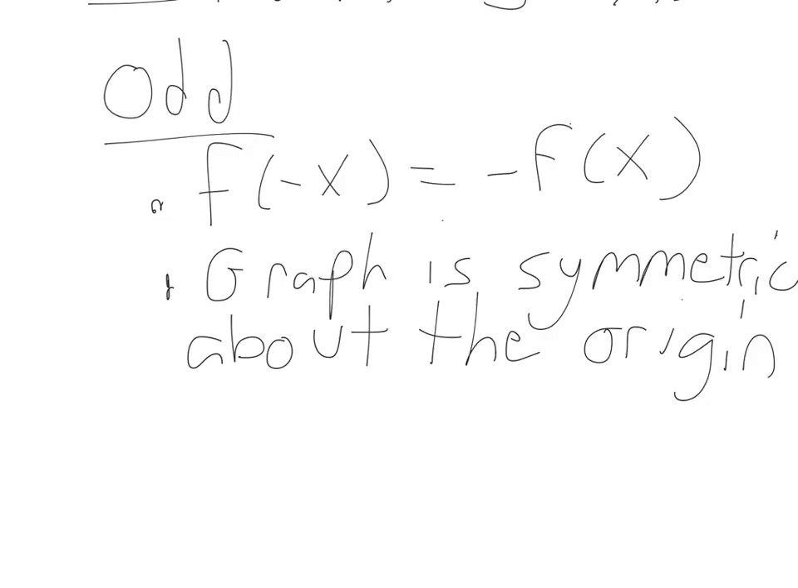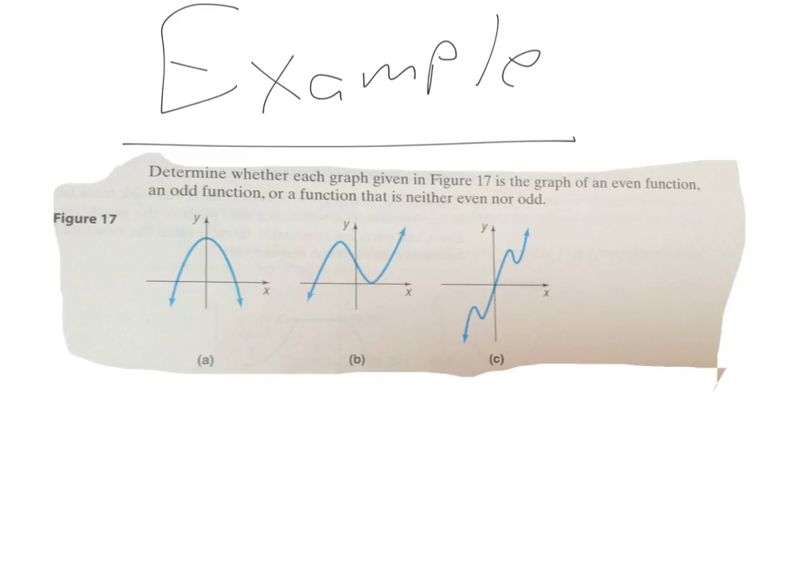And for odd functions, if you plug in f of negative x, instead of getting the same thing, you'll get the opposite thing out, negative f of x. And whenever you graph it, the graph is symmetric about the origin. Now a few examples to illustrate this for you. Now here's a three-part example.